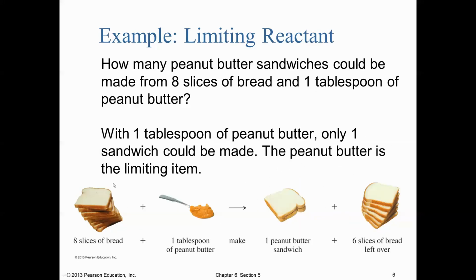Alternatively, let's say we have again those same 8 slices of bread, but now we have only 1 heaping tablespoon of peanut butter. We can only make 1 sandwich before we're out of peanut butter, despite the fact we have all of this white bread left. So once one of our reactants runs out, it doesn't matter how much of the other one we have left, the whole reaction grinds to a halt.